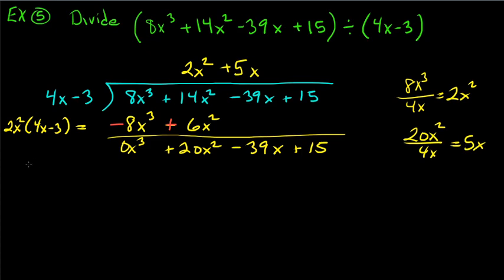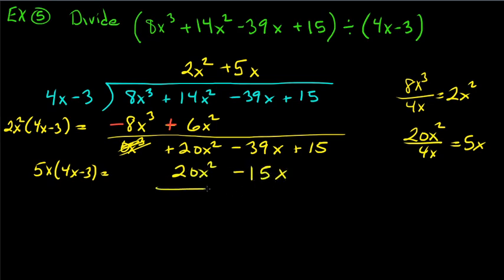Okay, so that's step 1. Step 2, multiply the 5x times the 4x minus 3. So that's going to be, remember, this is 0, we don't need that here. That's going to be 20x squared minus 15x. Right? That's what you get when you distribute.